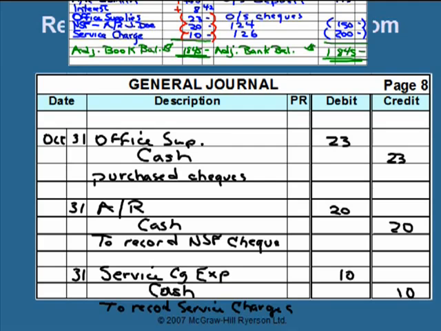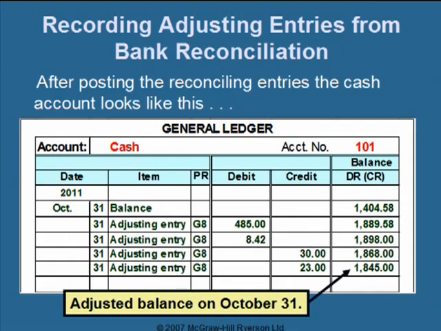Now we know with all journal entries, we have to post those journal entries to the general ledger. So this next slide shows us what the general ledger will look like after those adjustments are posted to the general ledger. And you'll notice the new balance in our general ledger bank account is $1,845, which is the adjusted balance we calculated on our bank reconciliation.